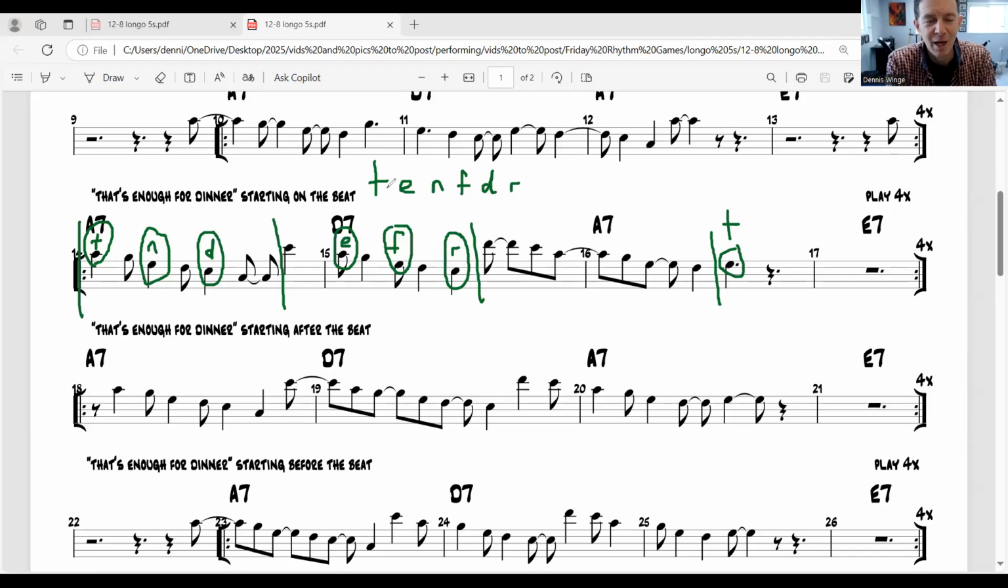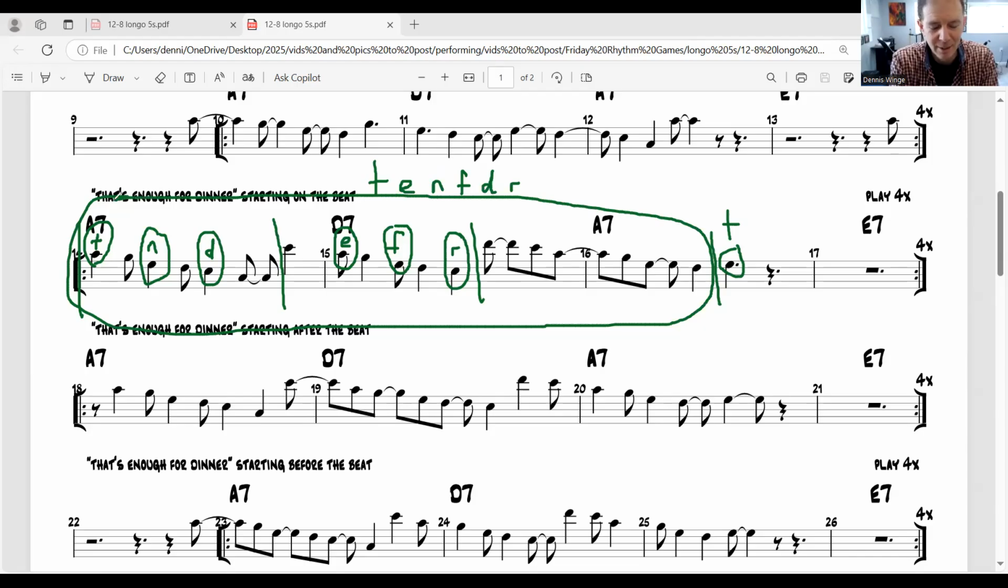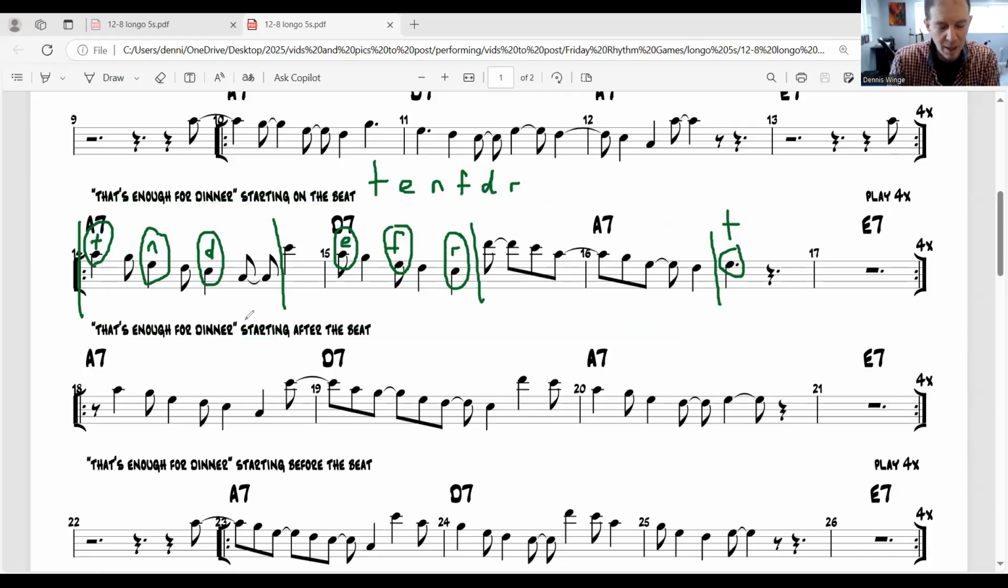So what I've done is I assigned letters to each of those words. That's enough for dinner is T, E, N, F, D, R. The last syllable, ner. I didn't want to put N again, so we didn't get confused with the previous N. And as you could see, within these 3 cycles of 5, there are 6 notes that align with the downbeat. That's a lot more than we had before. So I analyzed that, and I think it's a lot more helpful.